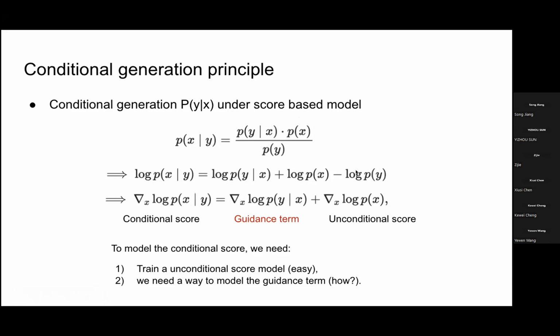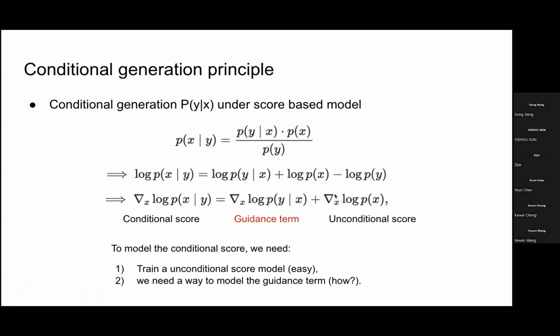But for the third term, we can remove it because there's no X in this term. And if we take a gradient over X, then the gradient will be 0, right? So then we can have something like this. And in this case, we can see some interesting observation.